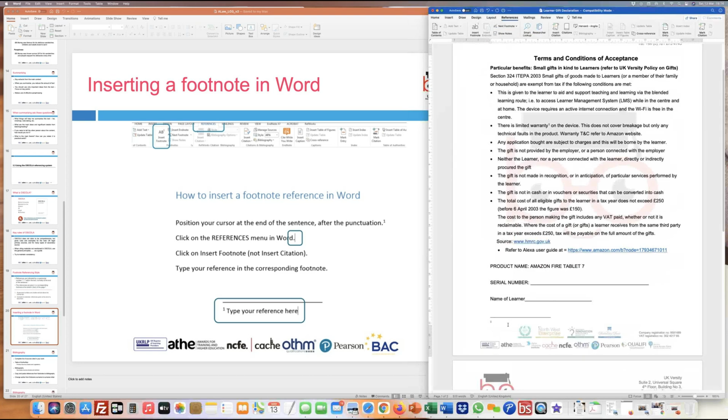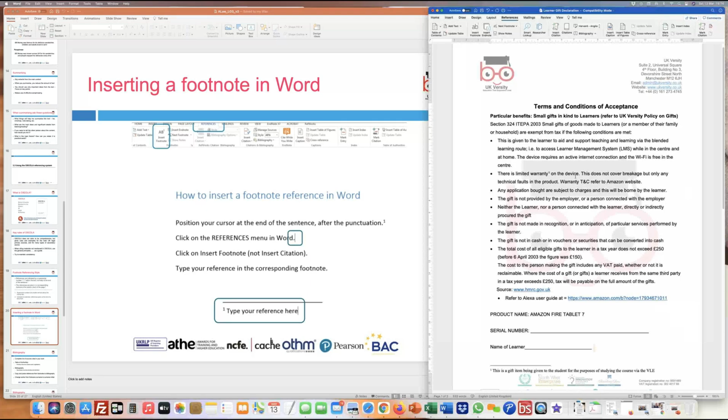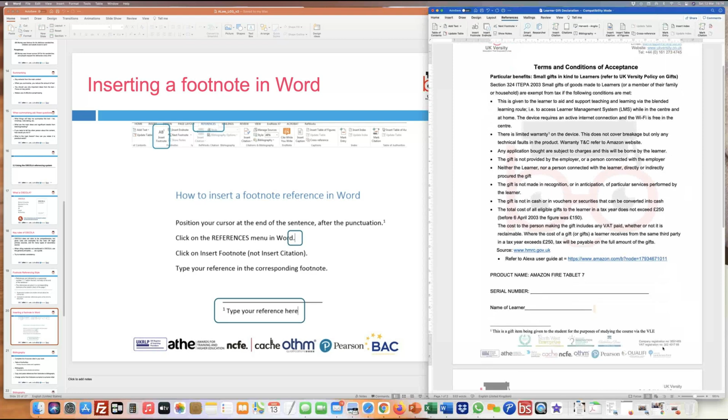So number one, basically, defines this, so I can write something here, which is the reference or details of that, in the footnote. This is a gift item being given to the student for the purposes of studying the course via the VLE. Now, this is what we call referencing, and you can similarly go in and put a lot of footnotes, and they will all start to appear at the bottom of the document.